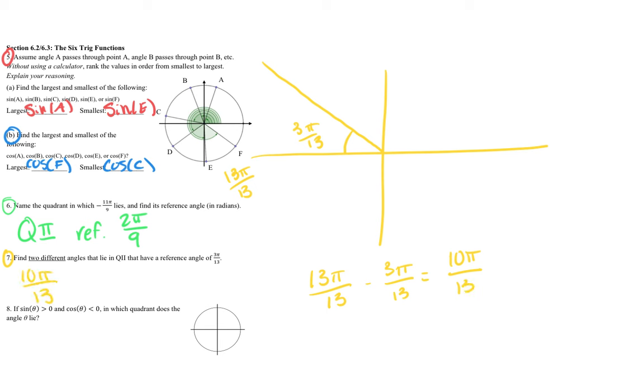And then another one of those angles is if we find a coterminal angle equal to this angle. How we do that, remember, is we're going to add 2 pi. So we have 10 pi over 13 plus 2 pi. And remember, we have to multiply it by 13 over 13 so we can add those fractions, and that is going to equal 36 pi over 13. You can also do this by subtracting 2 pi, and that would leave us with negative 16 pi over 13 if we subtracted 2 pi instead of adding 2 pi.